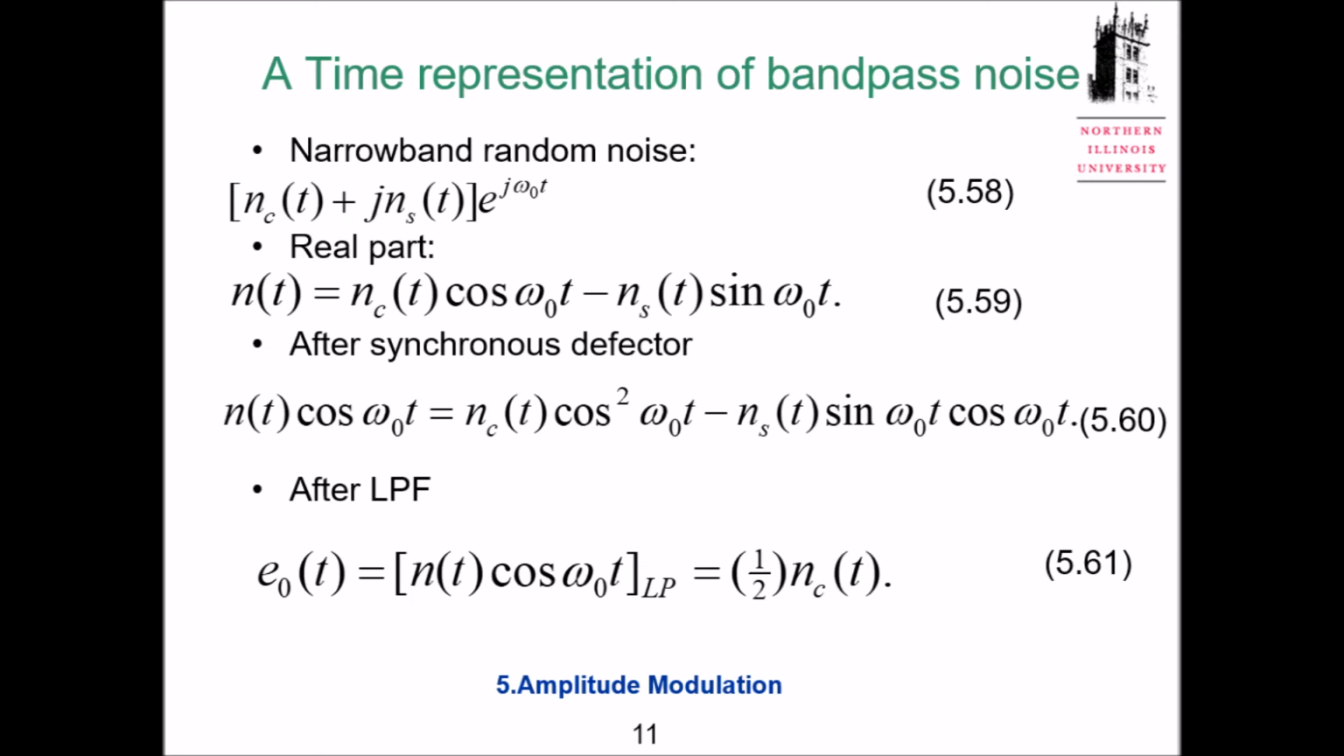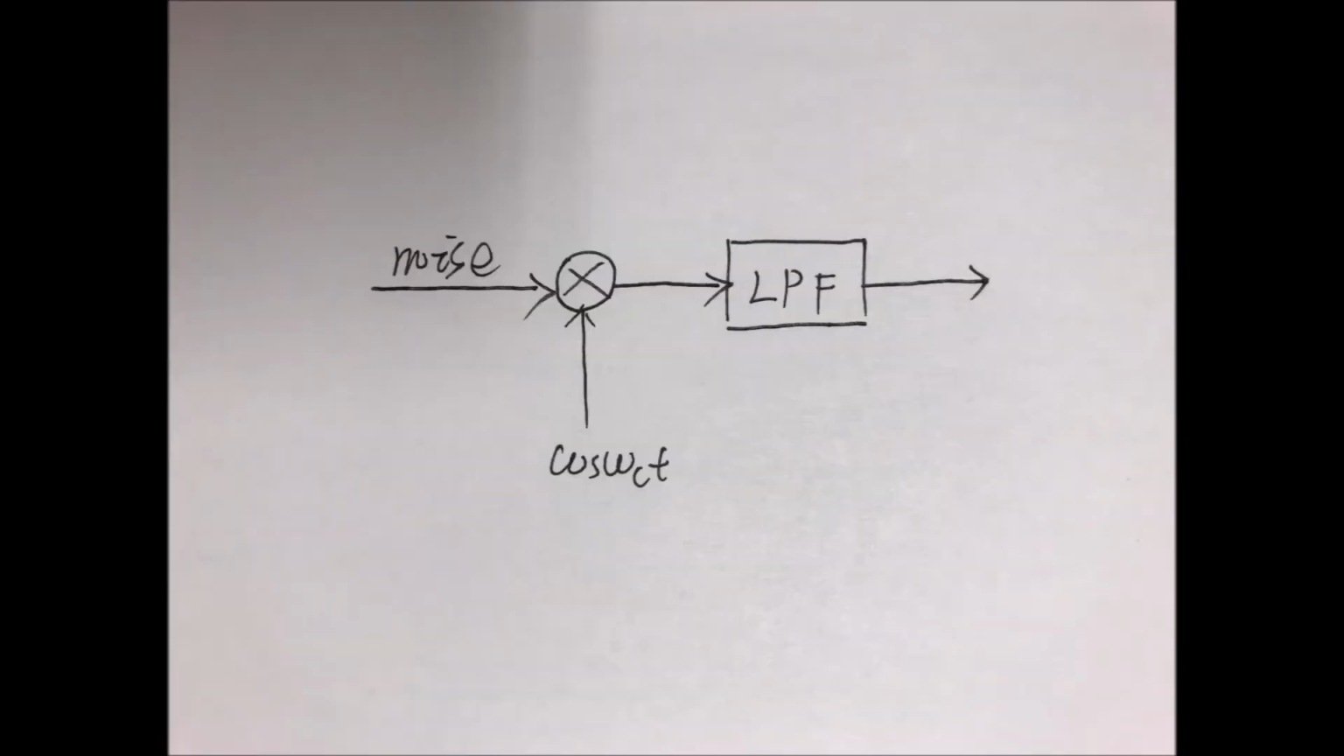Okay, just look at the real part of the entire signal. We have Nc cosine ω0t minus Ns sine ω0t. So this is my real part expression for narrowband noise. Here, this is my input. My noise will go through the receiver.